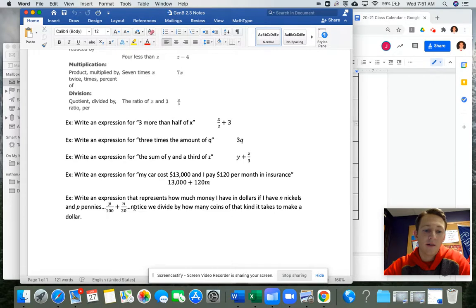And then here, just kind of a hint, notice we divide by how many coins of that kind it takes to make a dollar. So it takes 100 pennies to make a dollar. It takes 20 nickels to make a dollar.